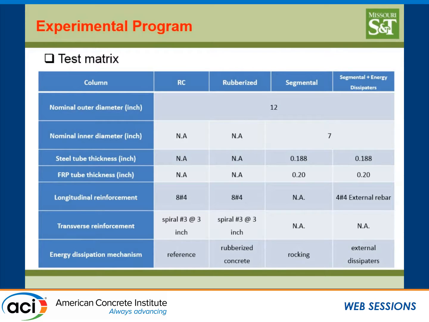All of them have the same diameter, which is 12 inch. I think this is about 1/4, 1/5 scale. And these first two over here have solid cross sections. The segmental here, as I showed before, they use a hollow core section. So it's a steel pipe inside and then the FRP outside. And over here for the external energy dissipation, we have number 4 external bars, and you would see some pictures of this on the next slides.